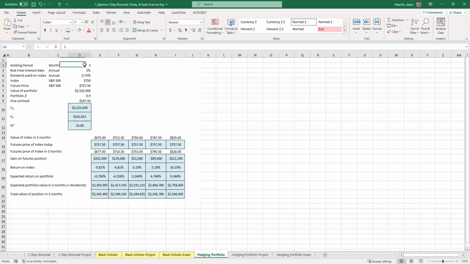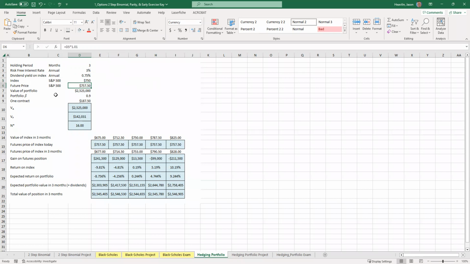So here we start with this data. This is the given data. The holding period is 3 months. The annual risk-free rate is 3%. The dividend yield on that market index is 0.75% a year. The index we hold is the S&P 500, so it's a market portfolio. And we're saying that the current value or price on the index is $750.